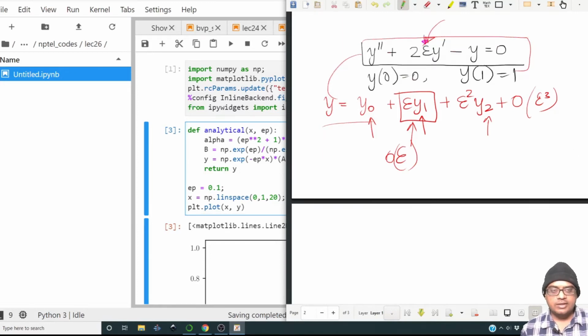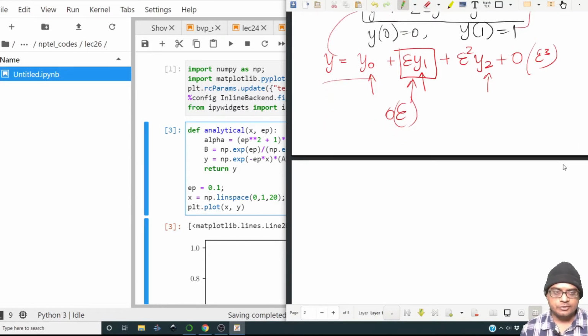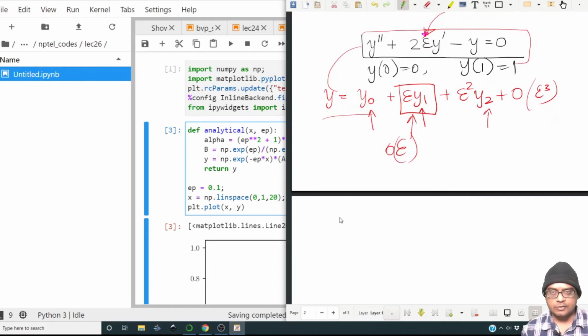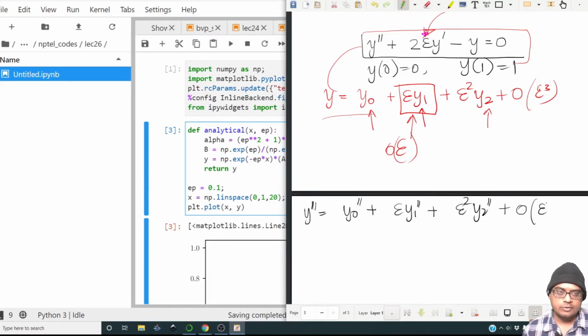So now let us take this particular expansion and substitute it in this equation. So what do we have? The first term is y double prime. So y double prime will be y0 double prime plus epsilon y1 double prime plus epsilon square y2 double prime plus order epsilon cubed. What about the second term? It is twice epsilon y prime. So this will be what?